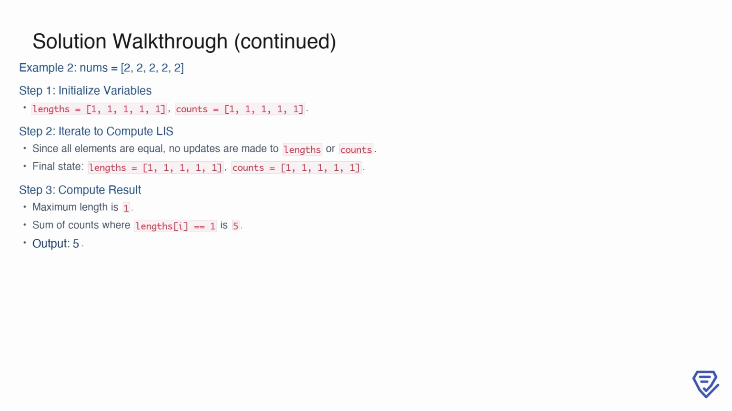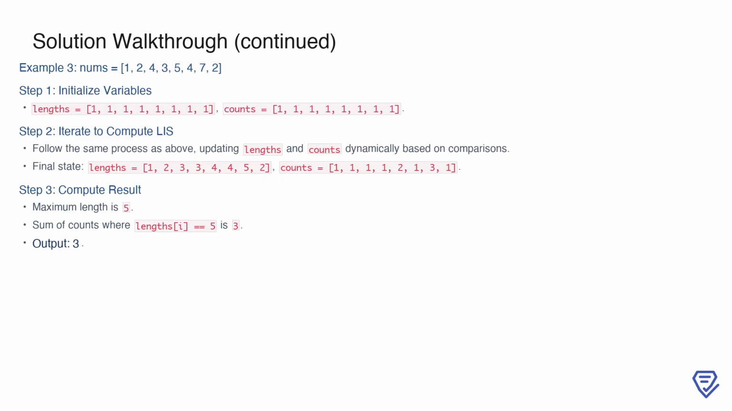Thus, the output for this example is 5. In example 3, we consider nums equals [1, 2, 4, 3, 5, 4, 7, 2]. As always, we begin by initializing lengths and counts to [1, 1, 1, 1, 1, 1, 1, 1]. Following the same process of comparing each element with all previous ones, we dynamically update the lengths and counts arrays.